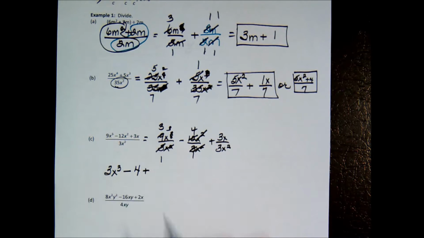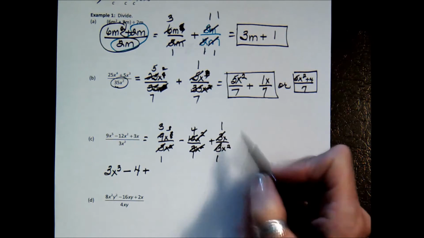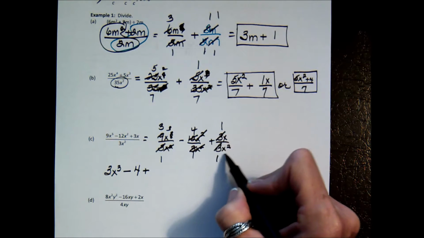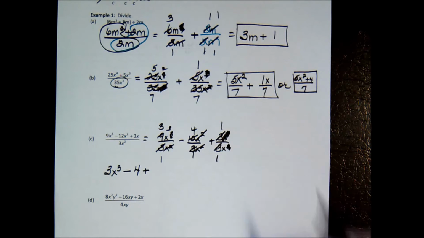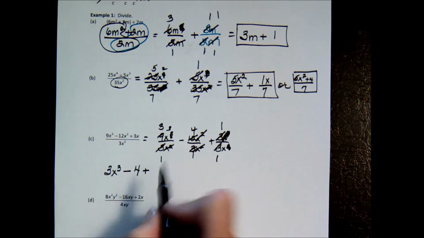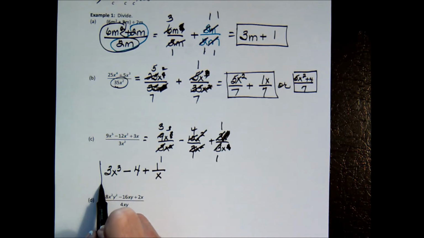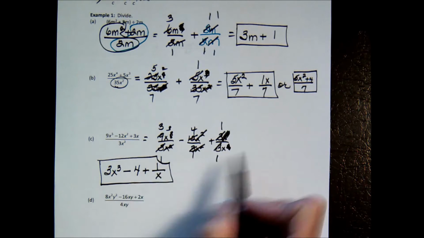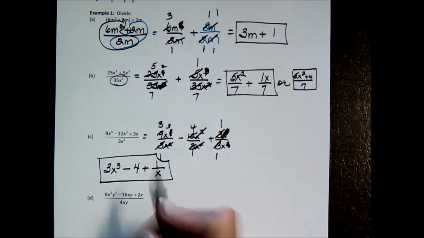Now here's the part that's tricky. 3 goes into 3 once, but where do you have more x's? You have more x's in the denominator. So this 1x cross cancels one of those, leaving an x, but look where it is. It's in the denominator. So it's 1 over x. So it's 3x cubed minus 4 plus 1 over x. And that's not the same thing as if you just said there was an x left over. It's 1 over x.